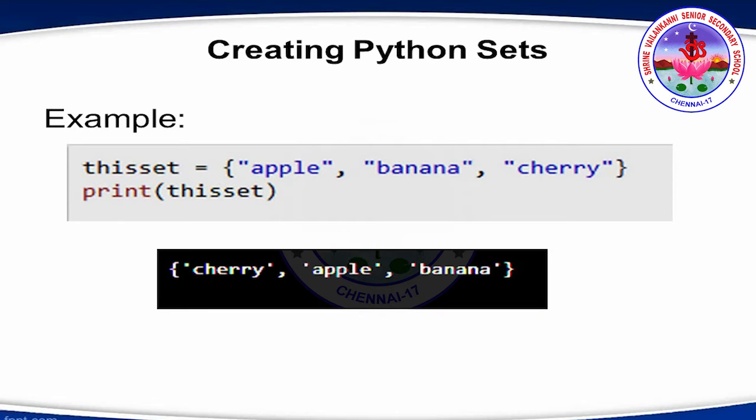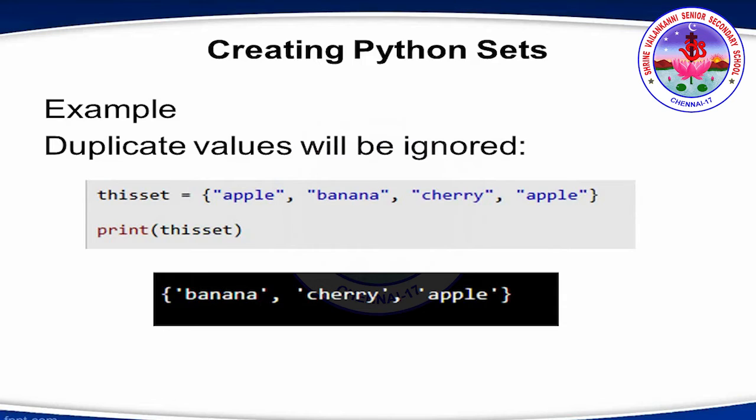So now let's see an example to create Python sets. This set is a set variable which is equal to apple, banana, cherry, and print this set prints the set values. But if you see here, the set when created has a different sequence. Apple, banana, cherry. When printed, it shows cherry, apple, banana. So it is unordered.